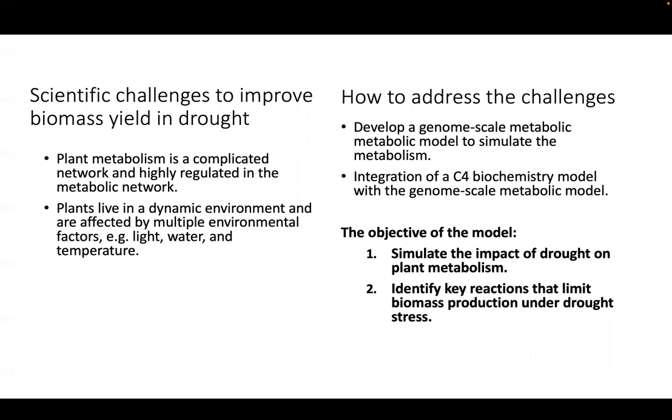And to address those challenges, we are trying to develop a genome-scale metabolic model to simulate the plant metabolism. This kind of genome-scale model I will introduce later. And we are trying to integrate a C4 biochemical model with the genome-scale metabolic model. The objective of this model is to simulate the impact of drought on metabolism. And the second, we are trying to identify key reactions that limit biomass production under drought stress.